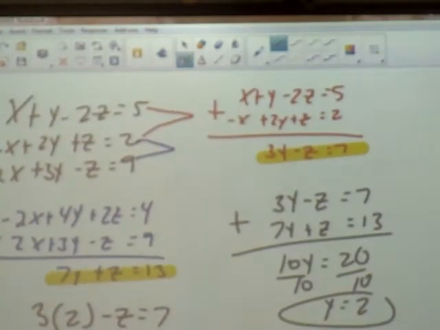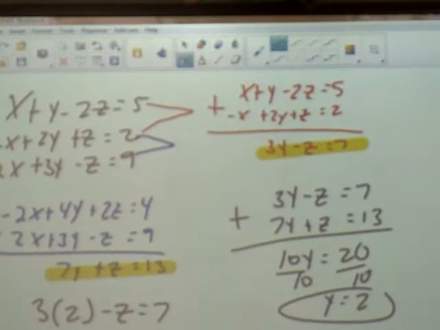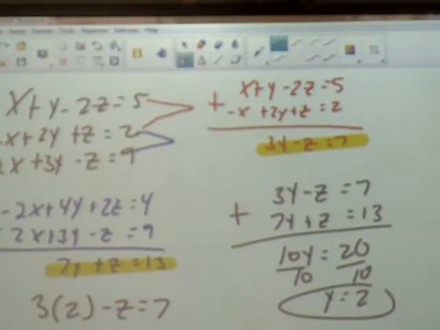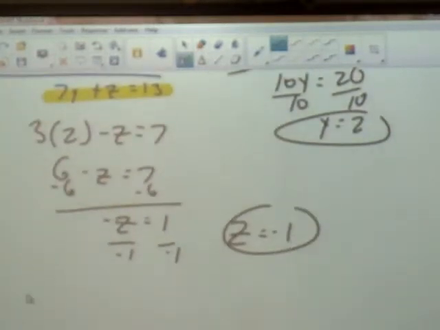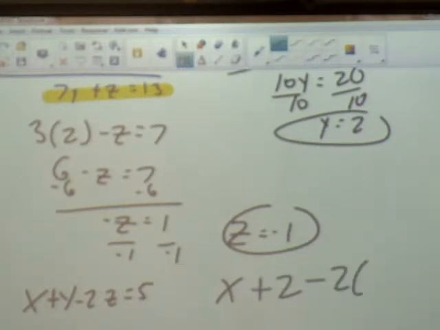Go back up and pick a favorite original one and plug both those in to find X. Since I want X, I'd probably pick the first equation since it's got just X. X plus Y minus 2Z equals 5. So we've got X plus Y minus 2 times Z is equal to 5. Can you do 2 times negative Z? Never mind.